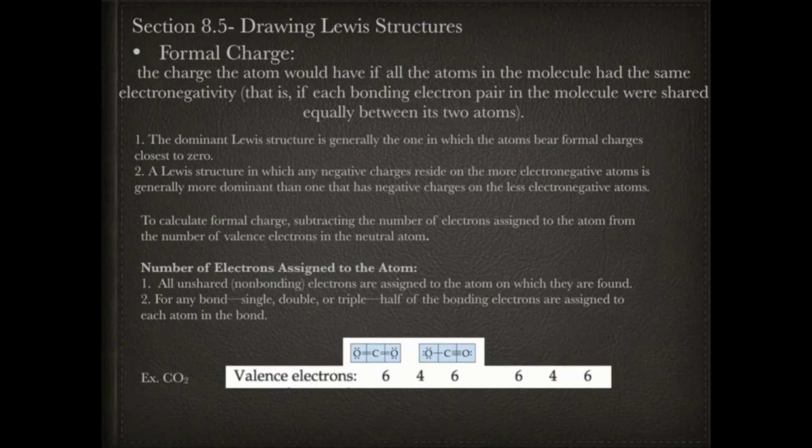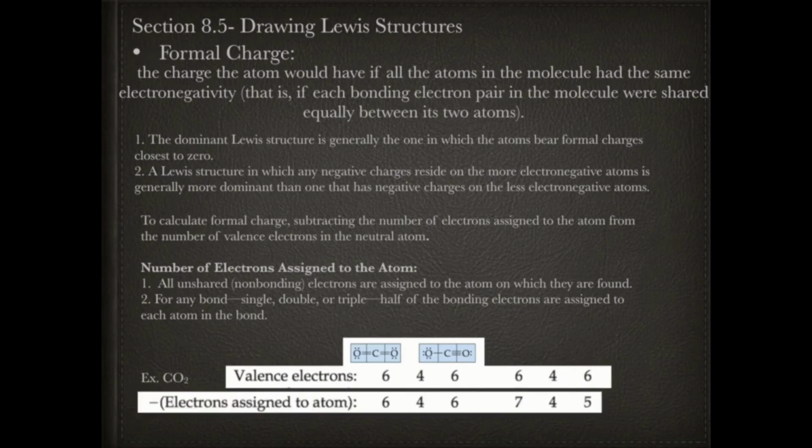The next Lewis structure, that oxygen on the left-hand side, has 6 lone electrons, and then 1 single bond, which counts as 1 electron, so that is a total of 7 assigned electrons. The carbon has a single bond and then a triple bond, so that's 4 electrons, and then the oxygen on the other side has 2 lone electrons and then a triple bond, so that's a total of 5 assigned electrons. So you're going to take those values and you're going to subtract.